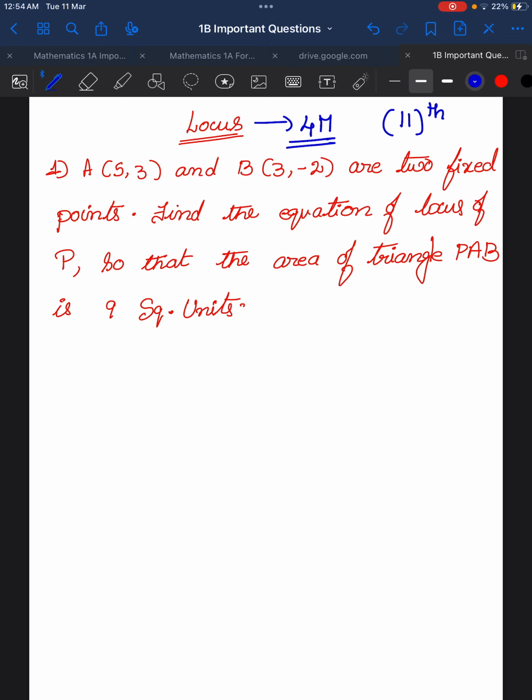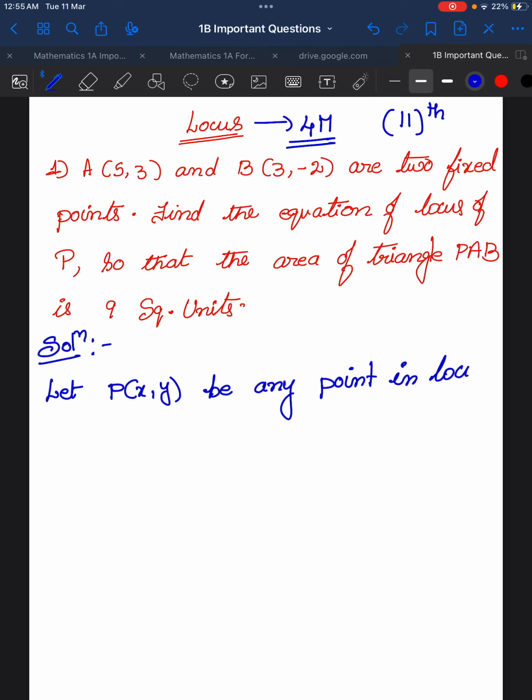Whenever they ask you any question from locus, you have to start the solution by mentioning this line always: let P(x, y) be any point in the locus. If you mention this line, 100% they will give you 1 mark for writing this as locus. So always try to remember to mention this line. This line must be there in every answer from locus. Here, let P(x, y) be any point in the locus.